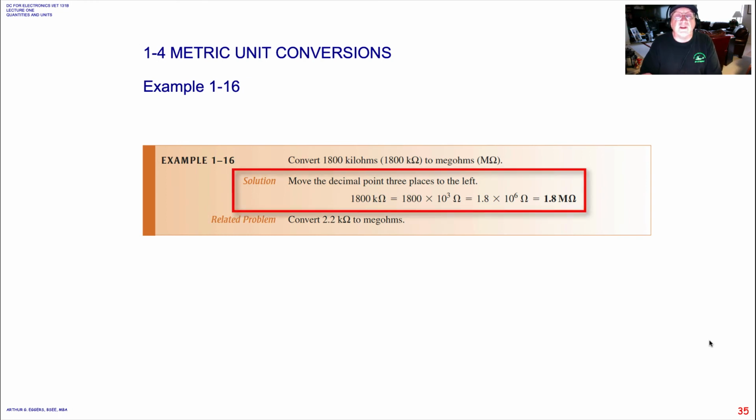Converting 1,800 kilohms to megohms. Okay, so again, we're going to make the k convert to 10 to the third, and then we're going to move the decimal point to the left, 1, 2, 3. So we have 1.8 now times 10 to the 6th megohms.